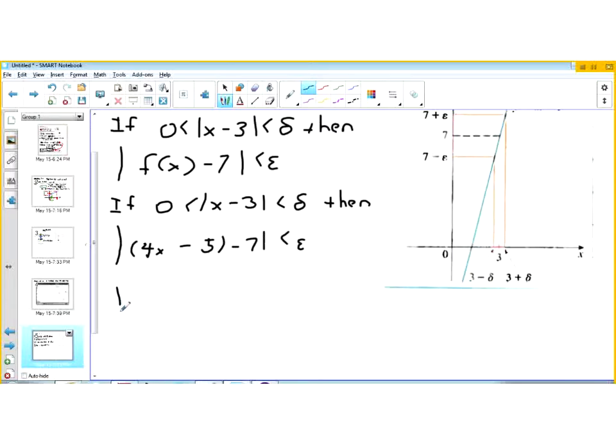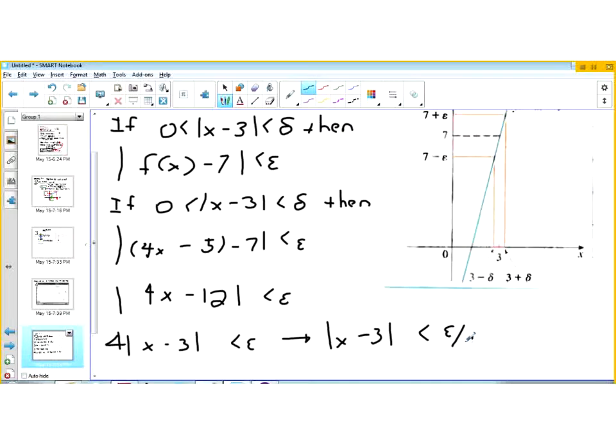Now I manipulate the then portion of the statement, so I'll simplify. 4x minus 5 minus 7 is the same as 4x minus 12. It's less than epsilon. Then I'll factor out a 4. So 4 times the absolute value of x minus 3 is less than epsilon, which implies that the absolute value of x minus 3, or the distance from 3, must be less than epsilon over 4.